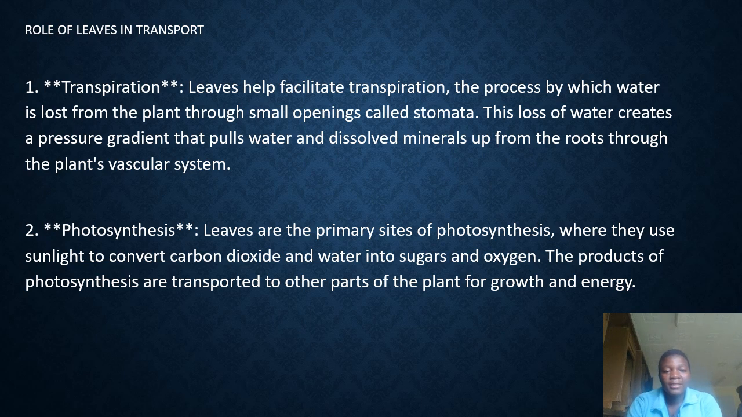The second point is photosynthesis. We find that leaves play a vital role in photosynthesis. Leaves are the primary sites for photosynthesis, where they use sunlight to convert carbon dioxide and water into sugar and oxygen. The products of photosynthesis are transported to other parts of the plant for storage and energy.